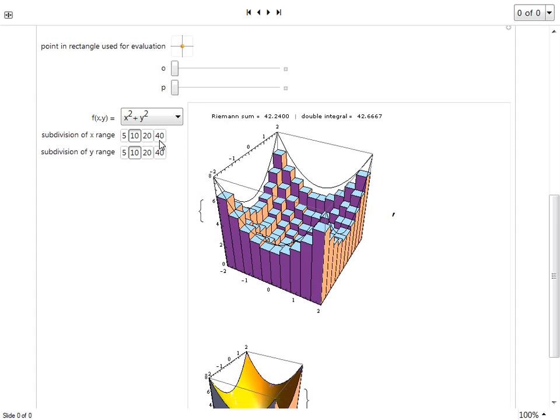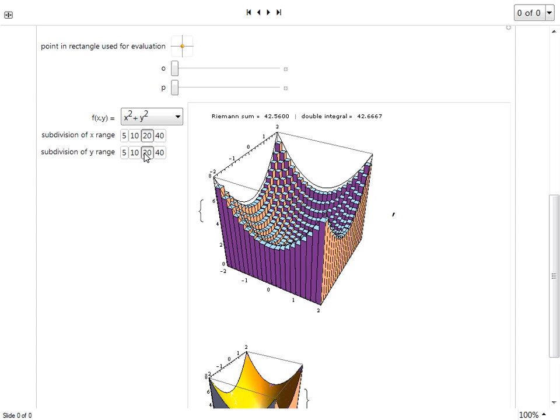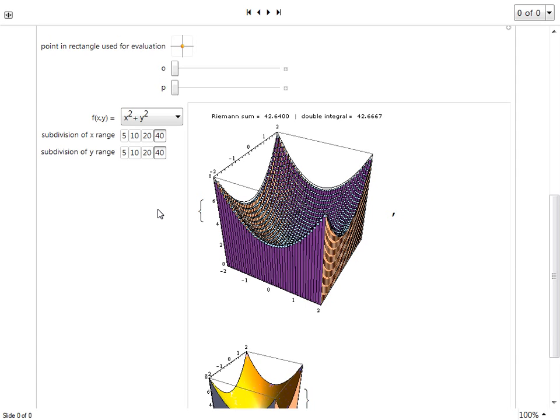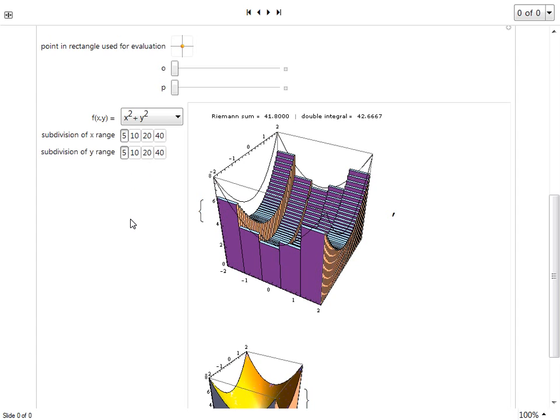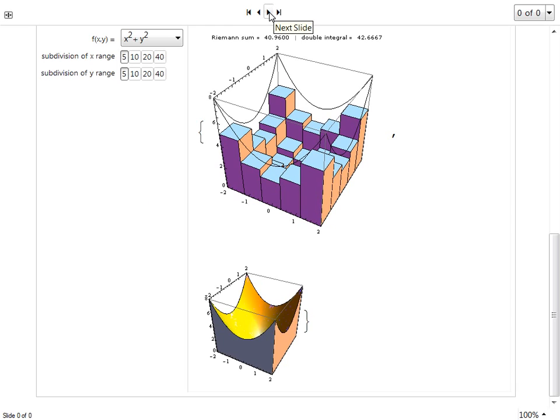The more boxes we have, the more accurate our volume becomes. This kind of slows the computer down, so I have to take it piece by piece. See, now we're starting to get really close to the true volume. This is not a very good approximation, right? So we want to take, again, the limit as these things go to infinity. Do you see how it's just the same concept?